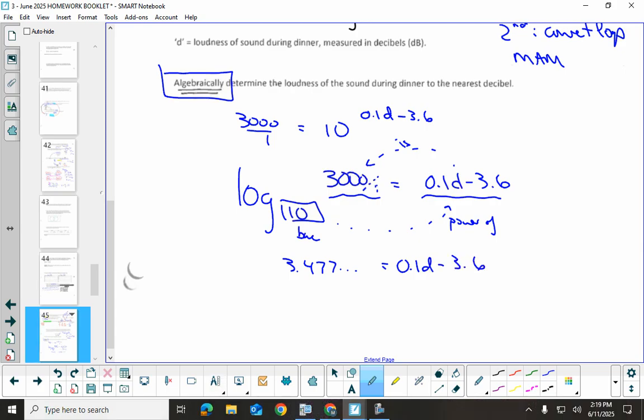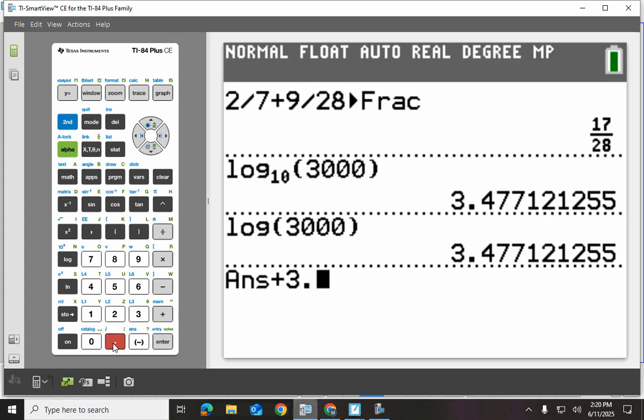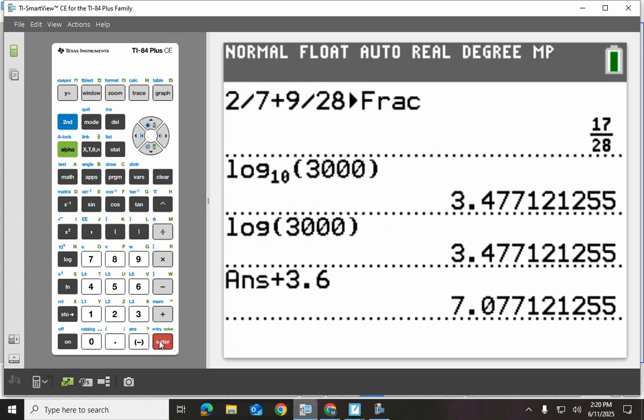equals that. Now, the rule in grade 12 is you're not allowed to round anything until the very last step. So go back to grade 8. How are you going to get D by itself? Well, you're going to add 3.6 to both sides. So whatever that is. So I just hit plus 3.6 and I get out that. So again, I'm not rounding anything.